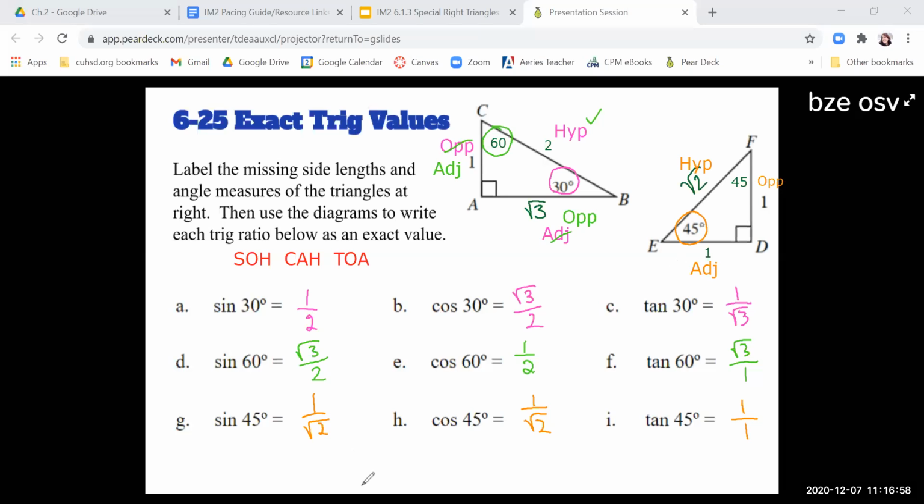And again, if you punch in your calculator sine 45, you'd get a decimal equivalent to this. If you punched in tan 45, you'd get 1 every single time. Even for a bigger triangle, that would still hold. Remember, these are isosceles. So if this was 8 and 8, 8 over 8 would reduce to 1. We have the same ratio no matter how big or small the triangle is.